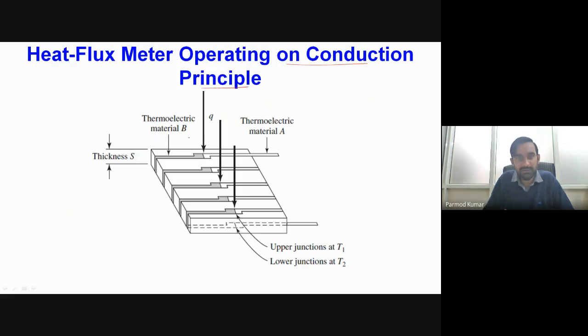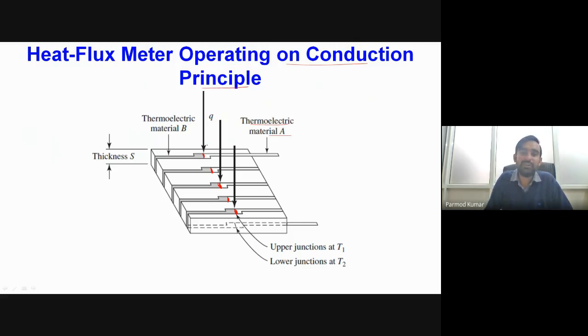Another type of heat flux meter operates on the principle of conduction heat transfer. In this arrangement, we once again make a thermocouple-like arrangement. So here you have a thermoelectric material B, the gray shade over here, and this plain white color shows thermoelectric material A. We have joined these two materials, so this is one junction, this is another junction, and in between we have placed some other material, so this is one more junction.